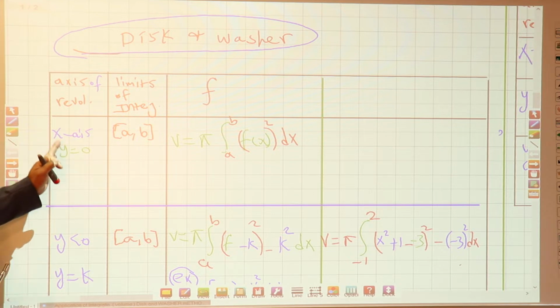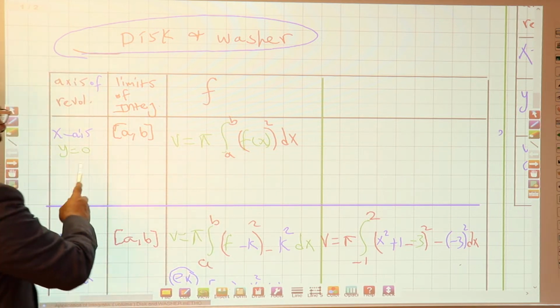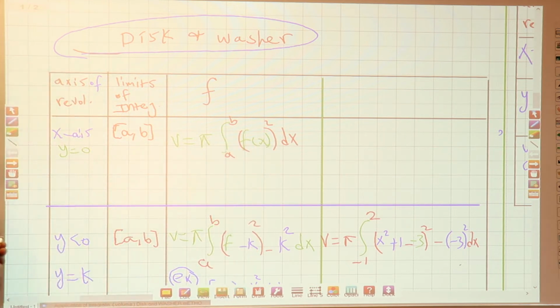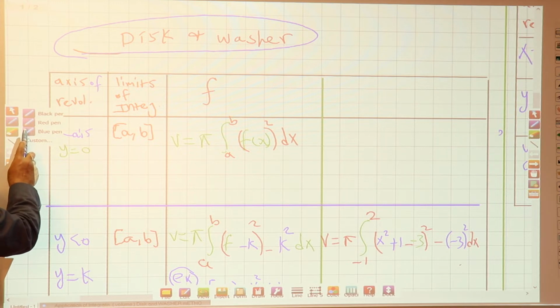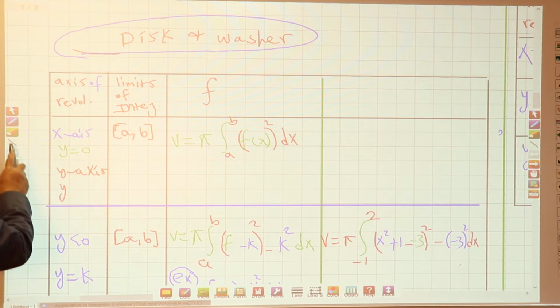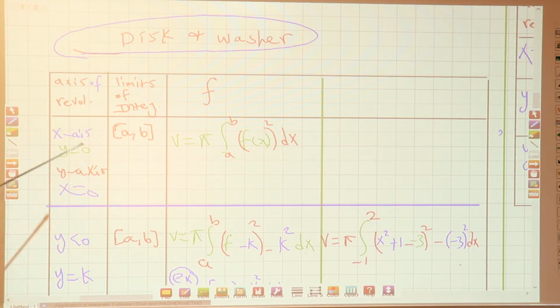We have the axis of revolution, the x-axis. Look here, the y-axis is exactly the same. The only thing that changes, if we have the y-axis, is that instead of f of x dx, we have f of y dy. The x-axis means y equals 0. The y-axis means x equals 0.